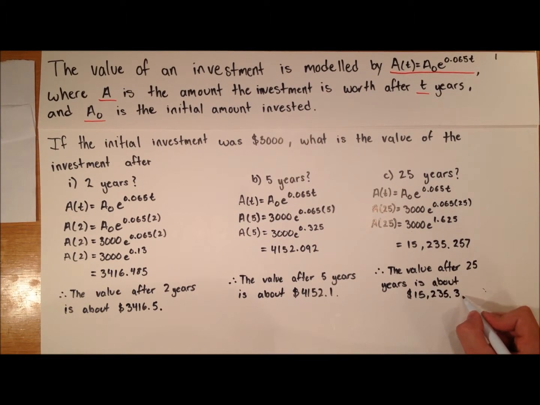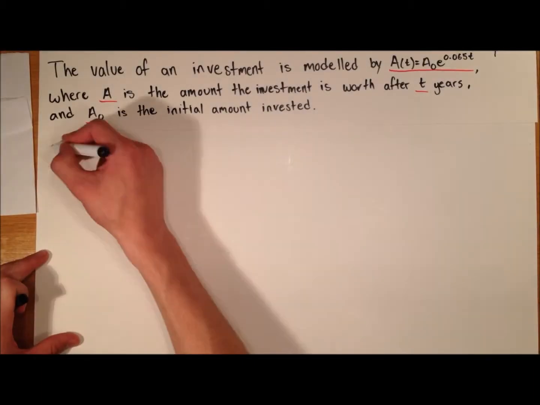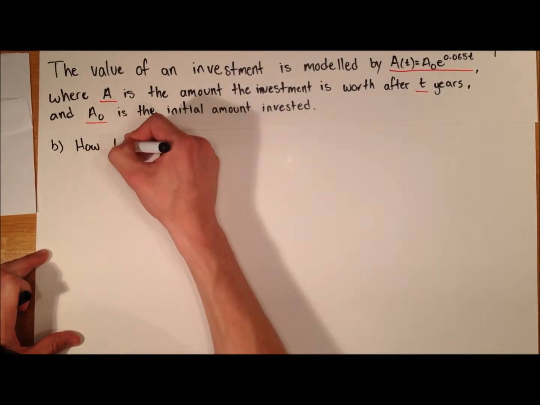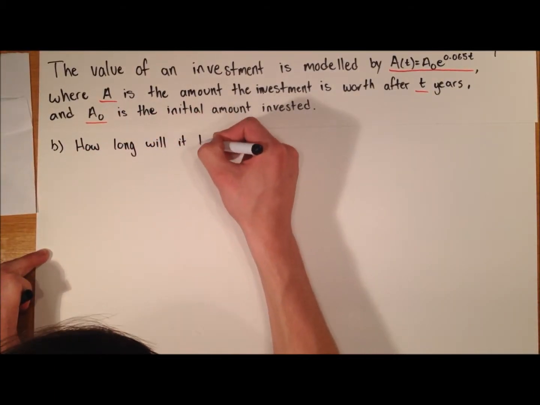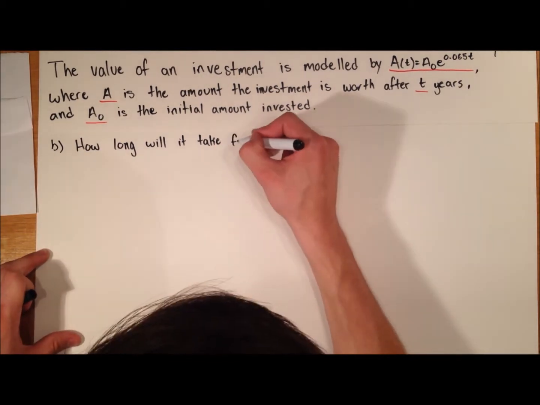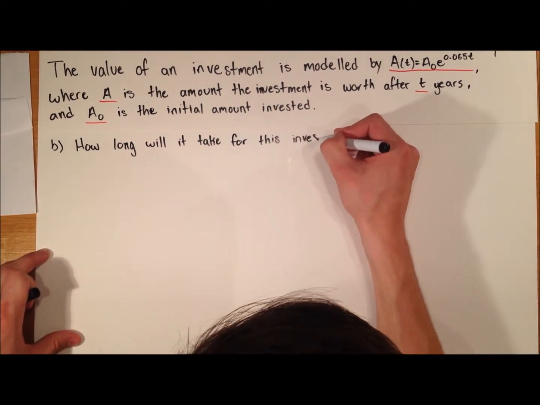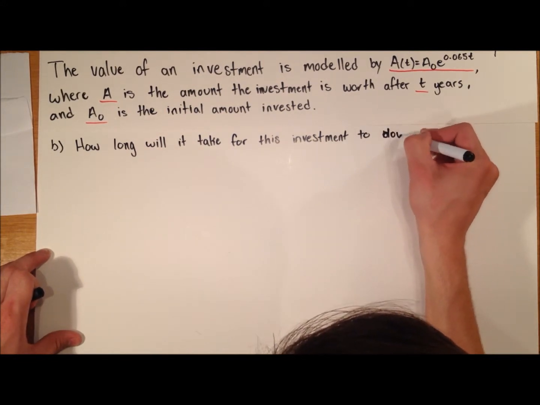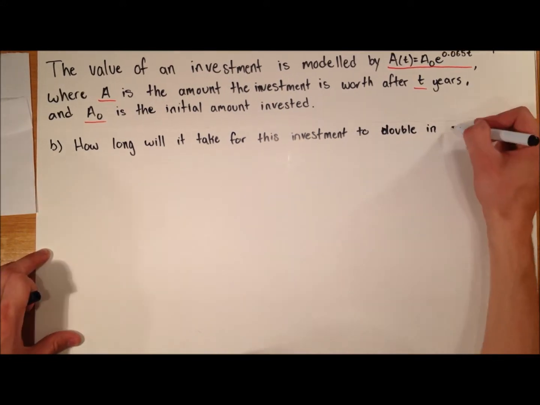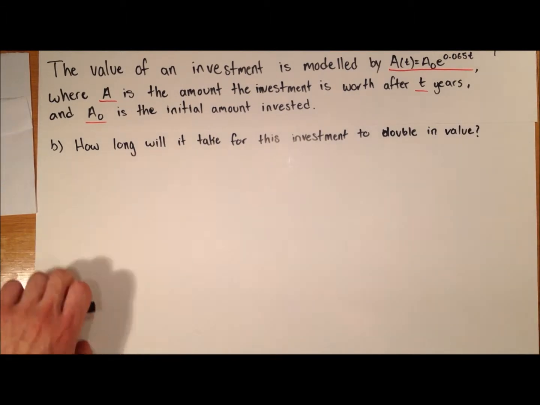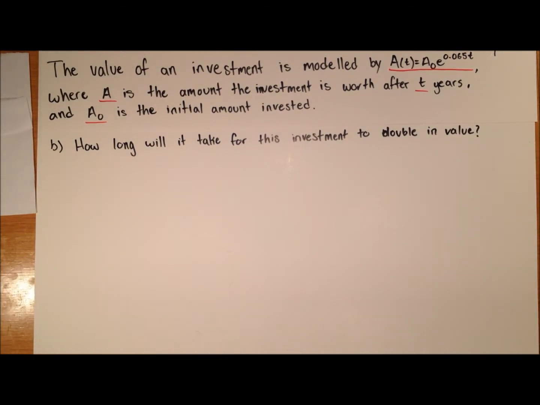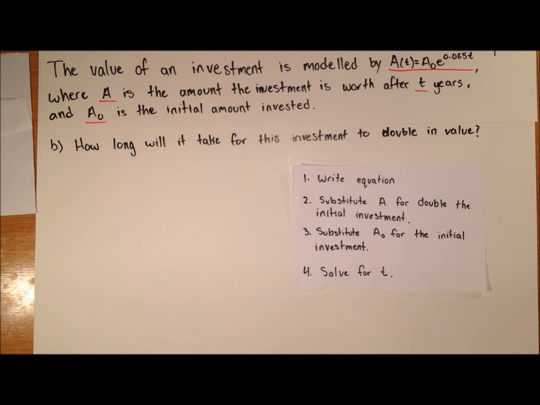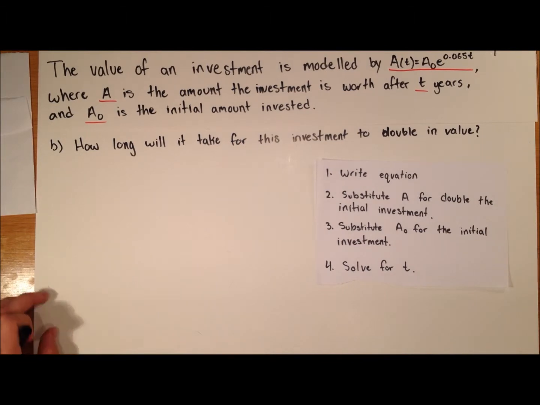Part B of our question reads, how long will it take for this investment to double in value? In order to complete this step, I have outlined 4 new steps that we can take. First step is to again write the equation for a guideline. Number 2, we'll substitute A for double the initial investment, since that was what the question was asking for. Part 3, we'll substitute A naught for the initial investment, same as part A, and 4, we'll solve for t.